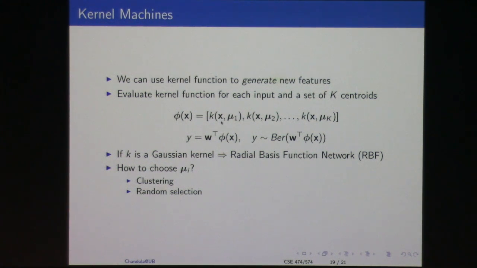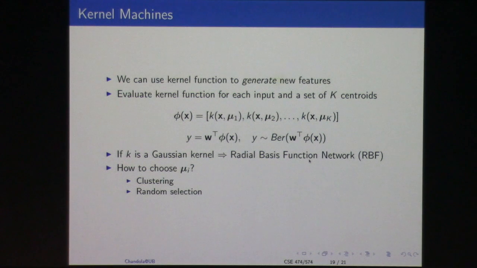So this is a general machine, right? You can apply it to any type of data as long as you have a way of computing the k centroids and you have a way of computing the kernel. So you have some kernel function. If you choose the kernel function to be our RBF kernel, then that machine is called a radial basis function network.